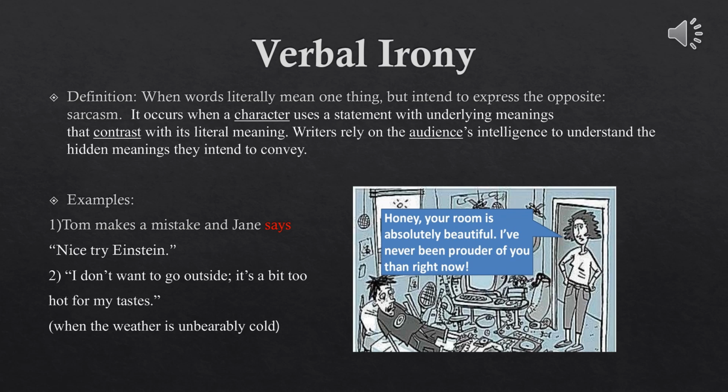Referring to the example given in the speech bubble, the mother talking to her son does not mean that the room is beautiful and she is proud of the son, but she means quite the opposite, because if we look at the picture, we see that the room is a mess.